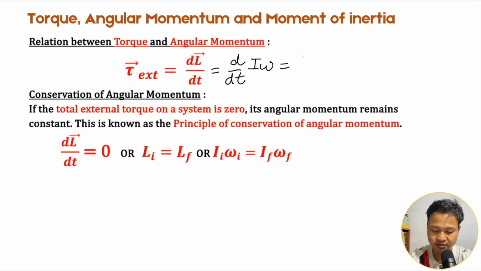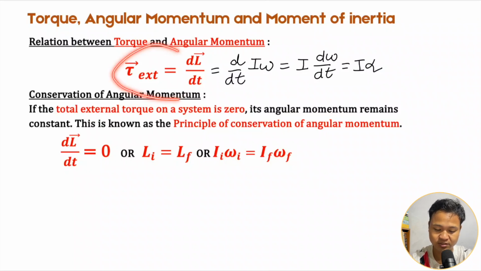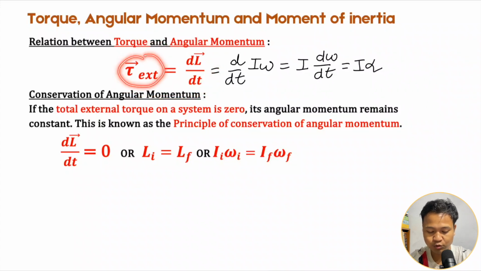So here what is this? If I take I outside, I have d omega by dt. So this is I into alpha. This is the formula we know. So torque can be written as dL by dt. Now if the net torque is equal to 0, then I will have dL by dt equals to 0.